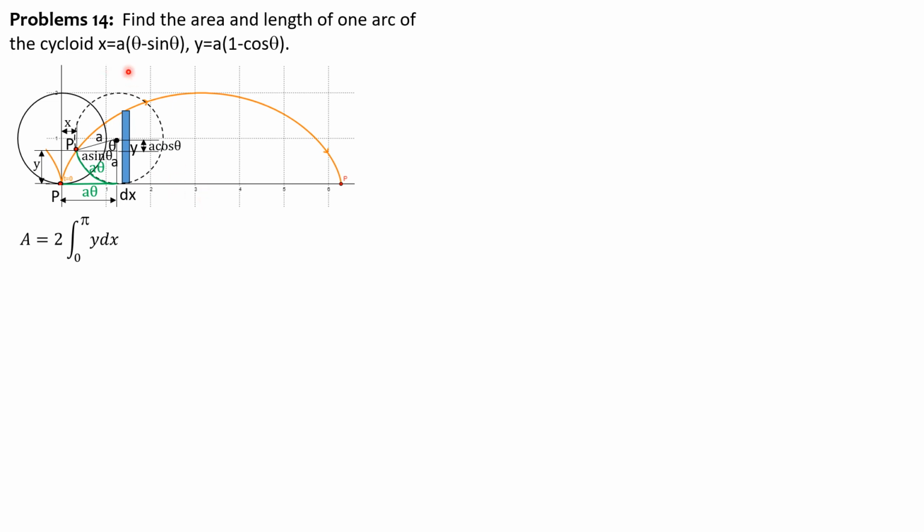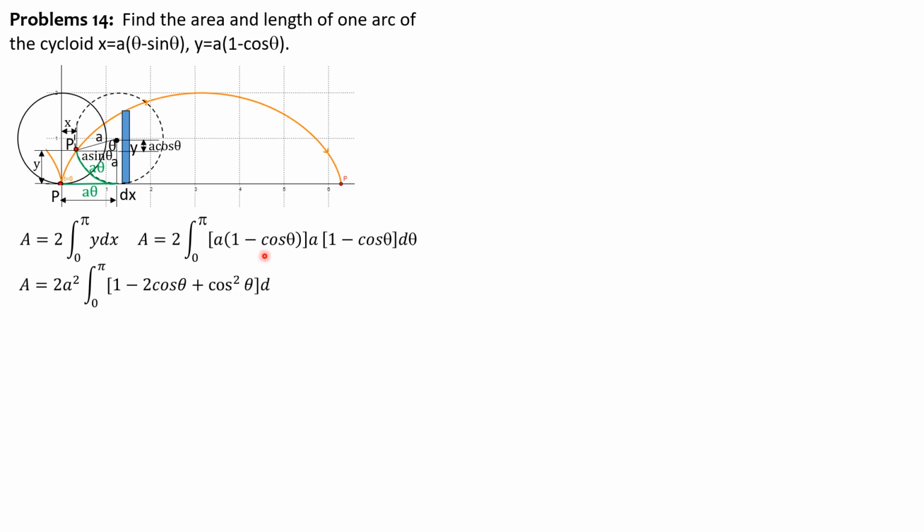And when theta is pi, also the halfway, right? So 2 times the integral of a quantity 1 minus cosine theta, and the differential of x is a quantity 1 minus cosine theta d theta. So therefore the area is 2a squared times the integral of (1 minus cosine theta) squared from 0 to pi.